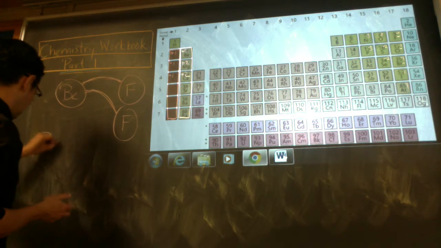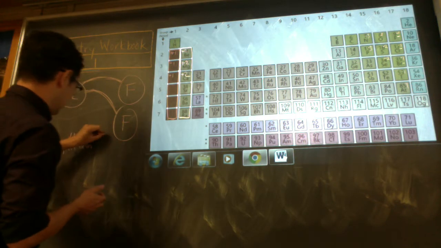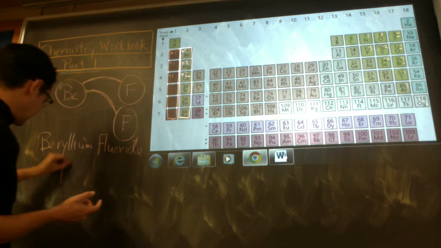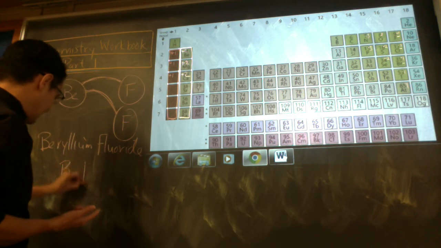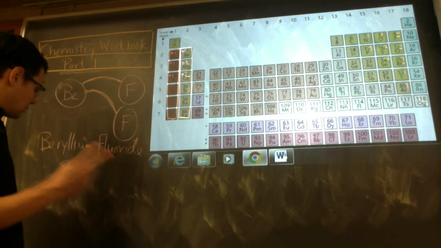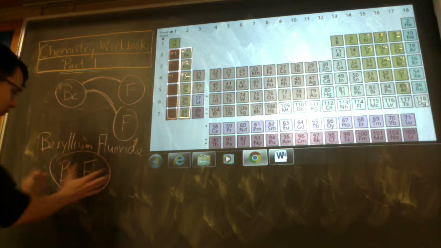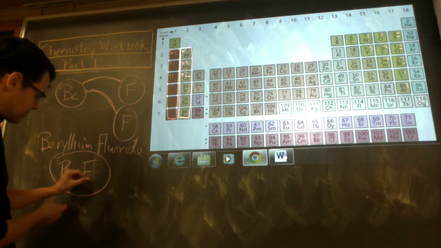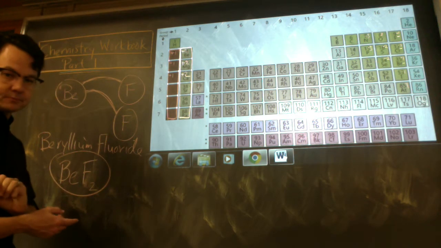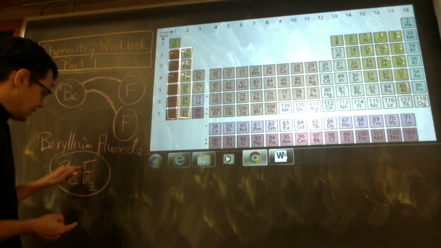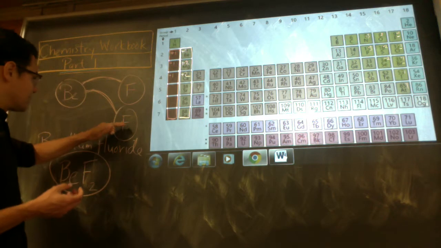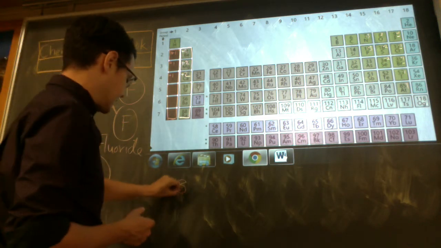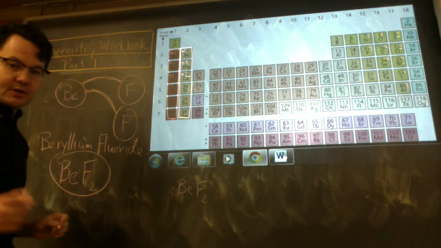So beryllium fluoride would have a formula of Be for beryllium, and F, we need two of them. Once we're naming our compound like this, the Be and F go together, so we have to put small numbers below to say that there's two of them. So it's beryllium fluoride, BeF2. That means that there's two fluorines and one beryllium. All right, so I'm gonna put that down here for a second, BeF2 as beryllium fluoride.